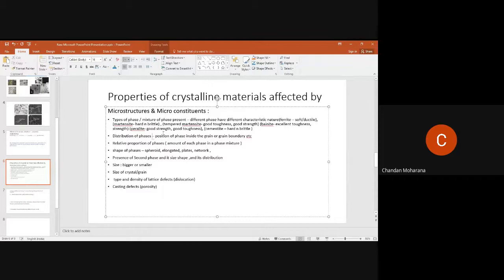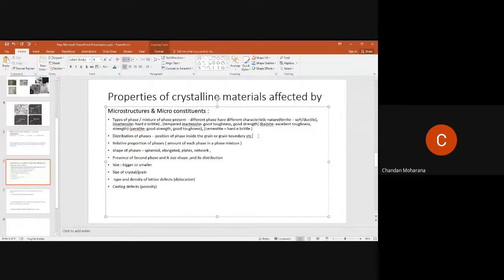The second one is, this is interesting, distribution of phase. Distribution of phase means the position of phase inside the grain and grain boundaries. That means if a phase is there, that particular microconstituent or phase is present where? Inside the grain or along the grain boundaries or somewhere else. That also affects the properties. Can anybody justify that? The hint is cementite. Can you justify now how the position of cementite will affect the property? I have told you this in the iron-carbon phase diagram.